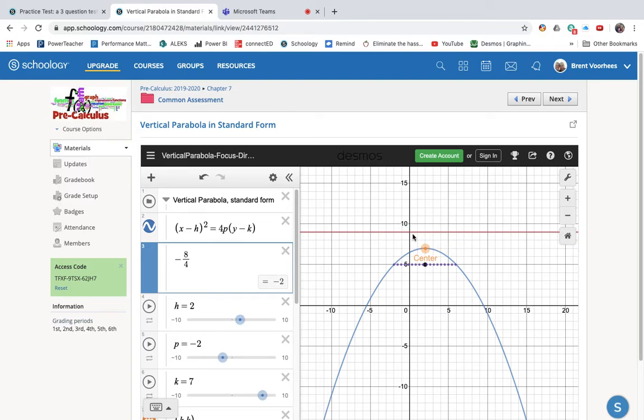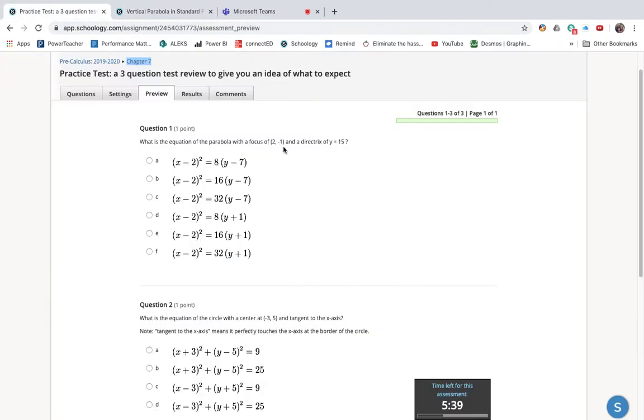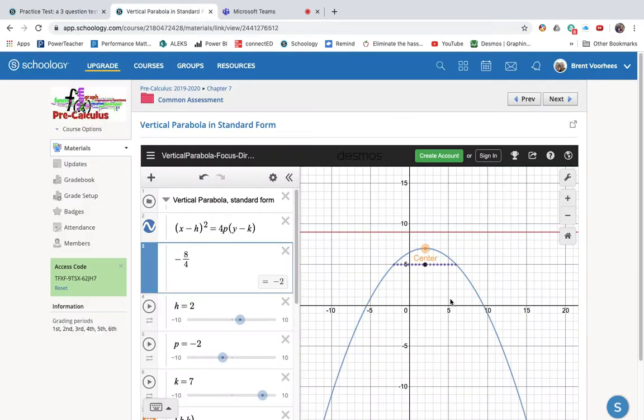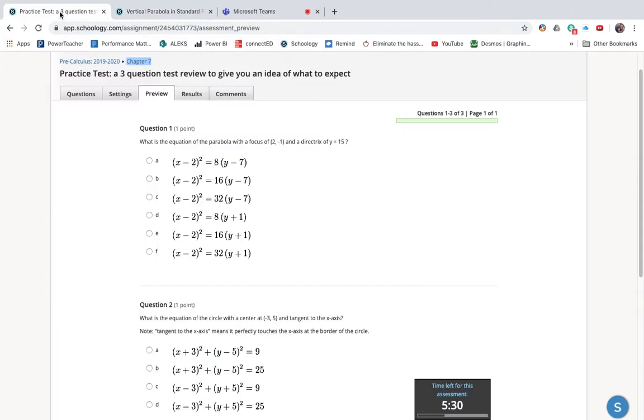I look at my directrix. Is it up at 15? It's not. Nor is my focus in the right spot. According to this, the focus needs to be 2, -1. When I click this focus right here, it says it's 2, 5. So that's not it. So I'm going to try a different value. So I'm going to try the next one, which is 16.